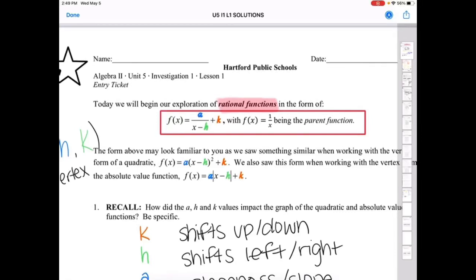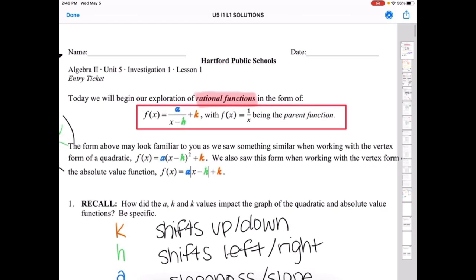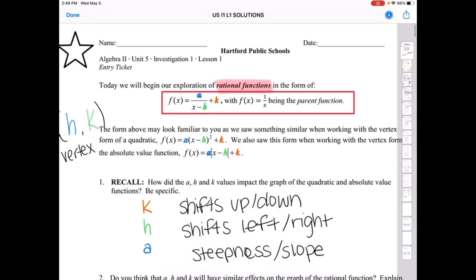This is Unit 5, Investigation 1, Lesson 1. We're going to be exploring rational functions today. In the red box, you're going to see the form that we have this function in. F of x is equal to 1 over x is the parent function, which is the general format of any rational function. Think about that a over b, it's always in quotient form.